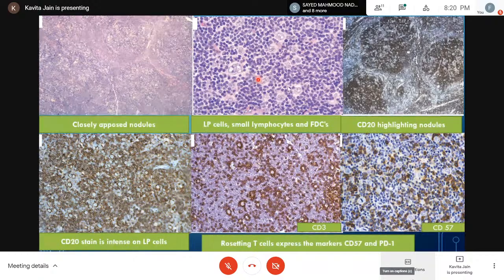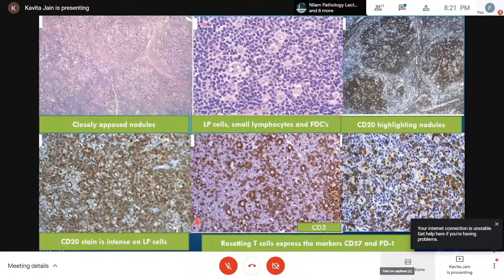Popcorn. So CD20 would highlight these nodules. So we may think that they are reactive nodules, but then as we go to the higher power, we would see that in the background of these CD20 positive cells, the LP cells are more brightly stained by CD20. This is characteristically seen, we have seen at least 3-4 cases in around 1 or 2 years, and this is absolutely background B cells. It will stain the LP cells very strongly or brightly.